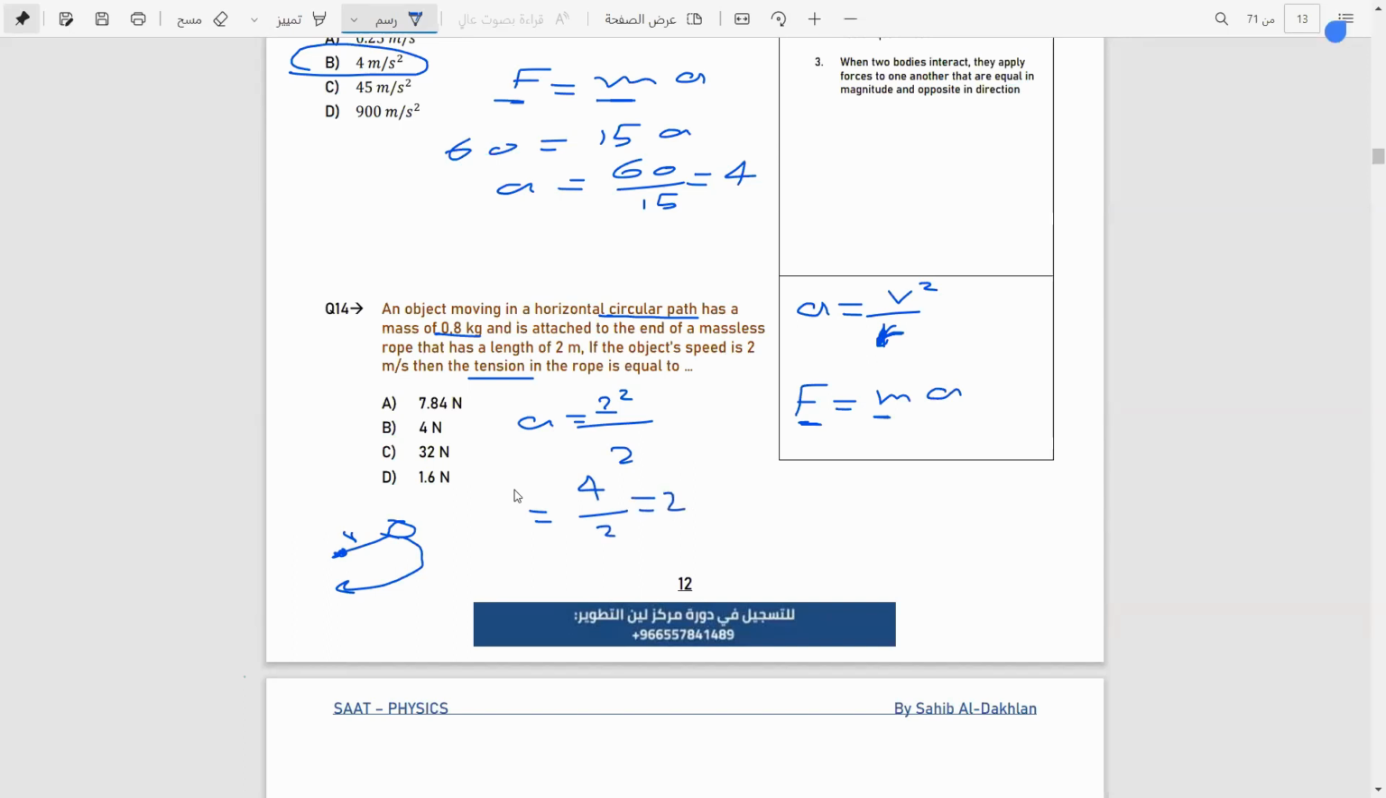Now we have a and we have m. Great, Yusuf, congratulations, you have the answer. Let's check. Here m is 0.8 times a, which is 2. So 2 times 8 is 16, and because we have a decimal comma, it becomes 1.6 newtons. Is it clear?